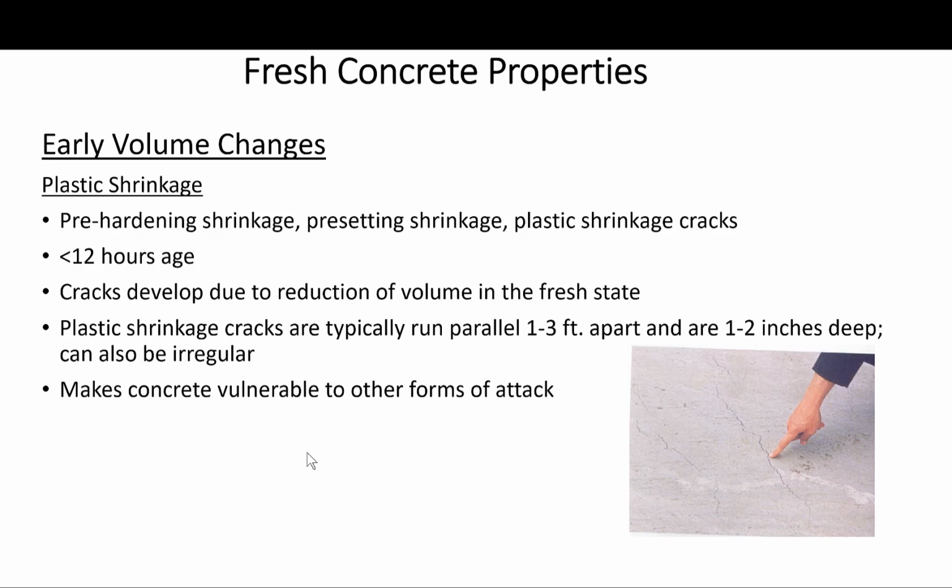But also they can be irregular. One of the indications of plastic shrinkage usually is the parallel, almost uniformly spaced cracks, but sometimes they are also irregular. These may not be detrimental in terms of the structural capacity of the concrete, but they make the concrete vulnerable to other forms of attack. As you can see here, they can be 1 to 2 inches deep. So if they are not really addressed immediately, they might cause a problem later. So the presence of plastic shrinkage cracks must be addressed right away.